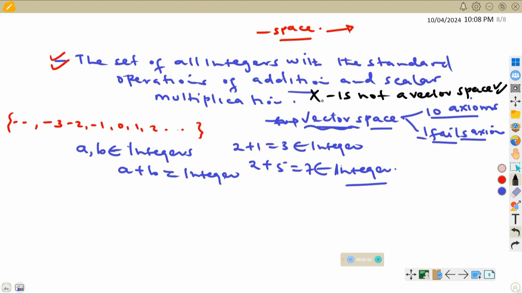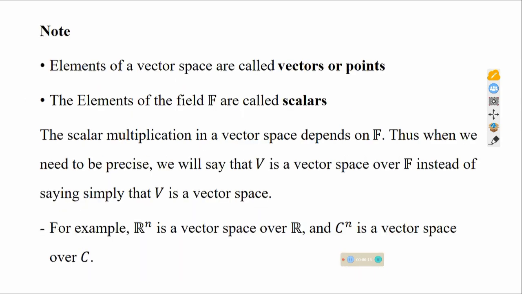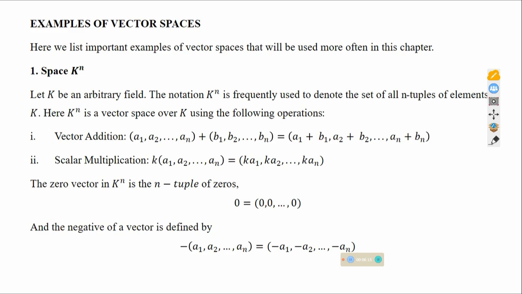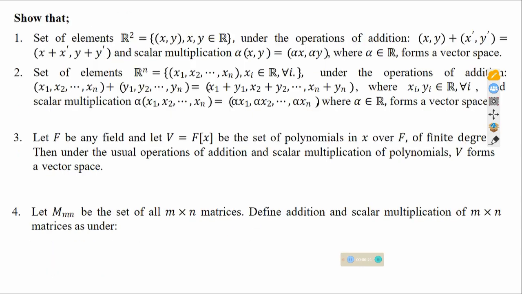So for you to confirm that it is not a vector space, one of the axioms should fail. If it fails, that is enough for you to conclude that it is not a vector space. So using these given hints on how to form a vector space, you should be able to try some of the exercises here. You should be able to show that this R2, with the defined operations of addition, forms a vector space.